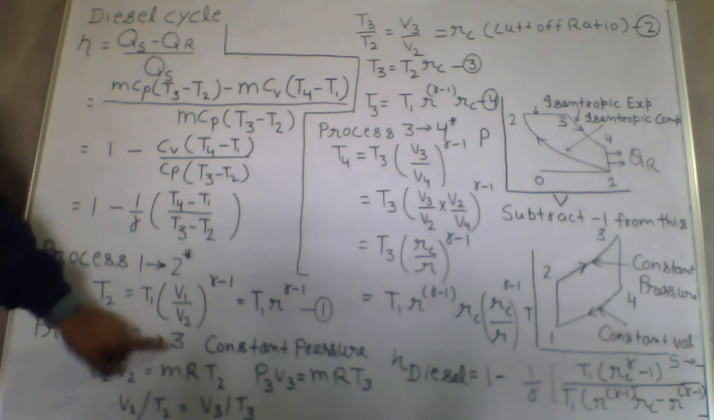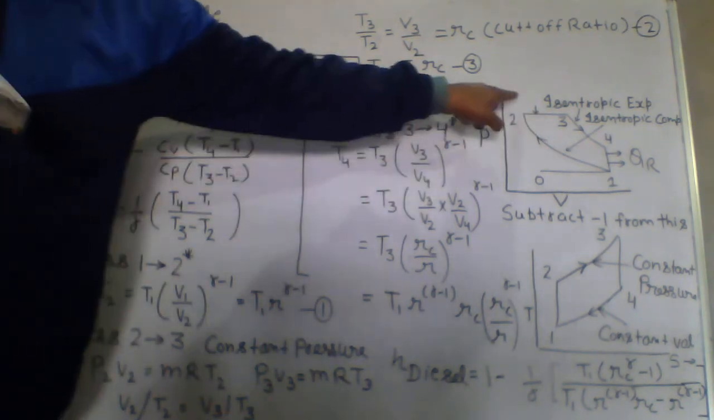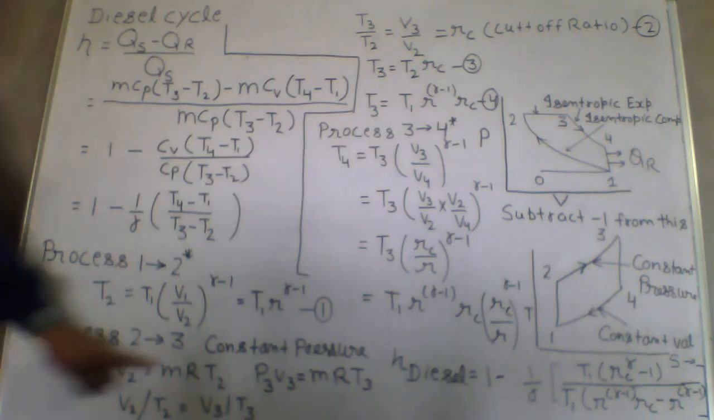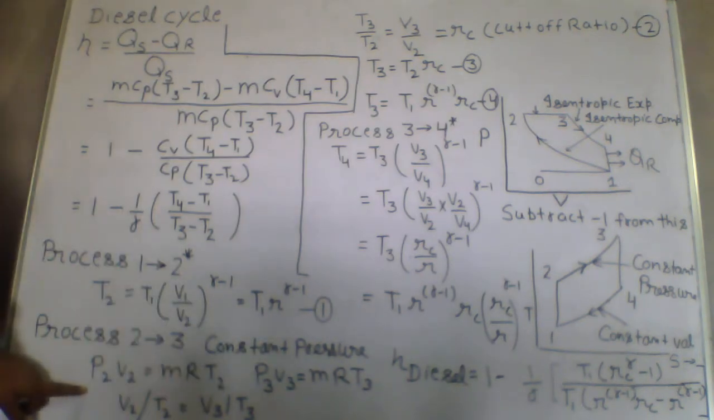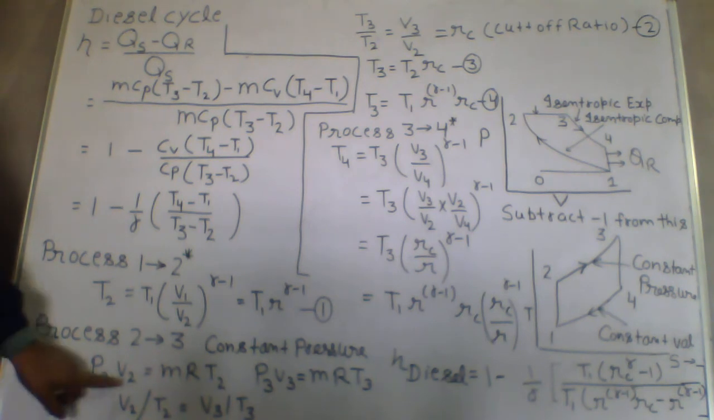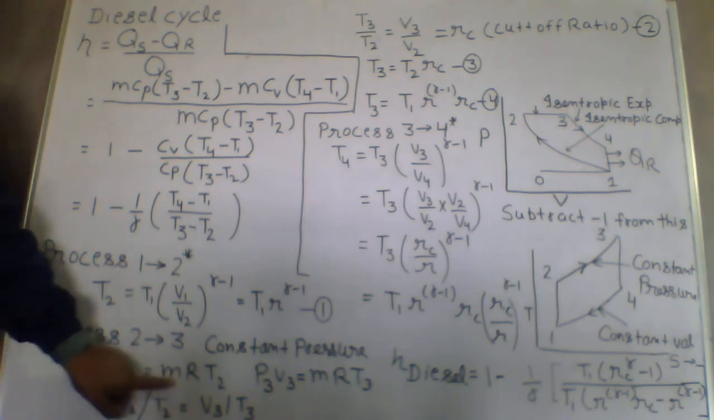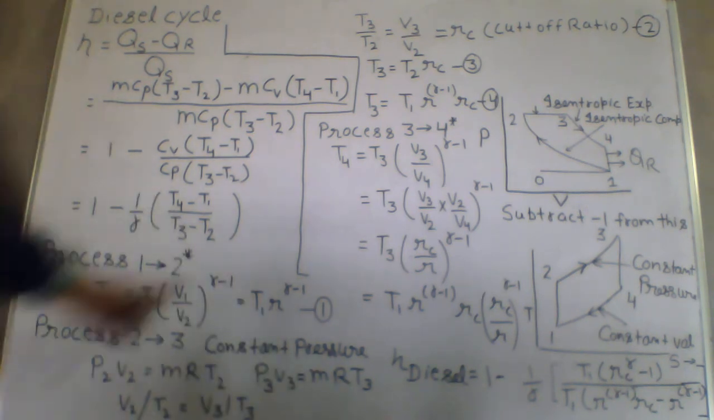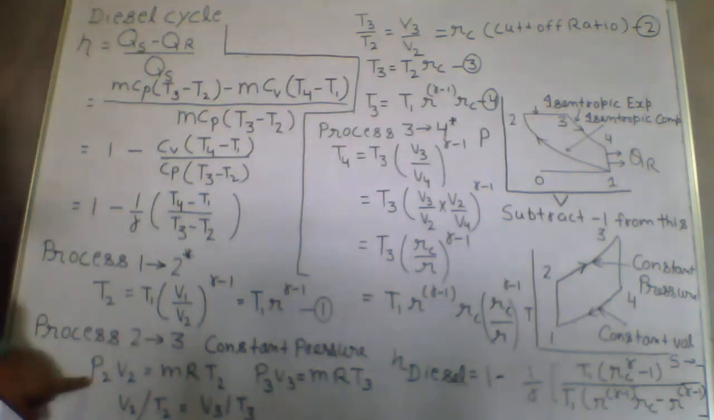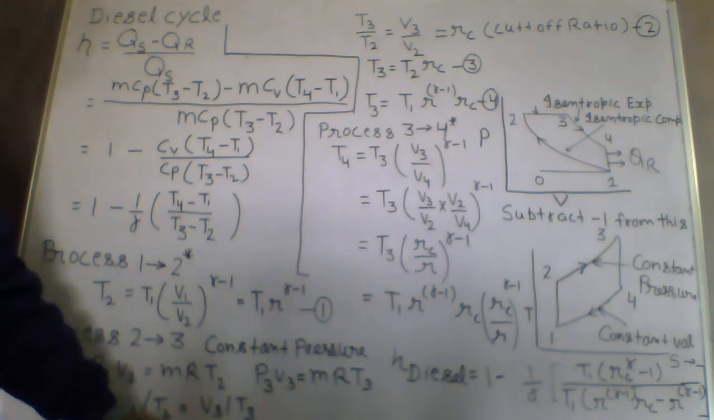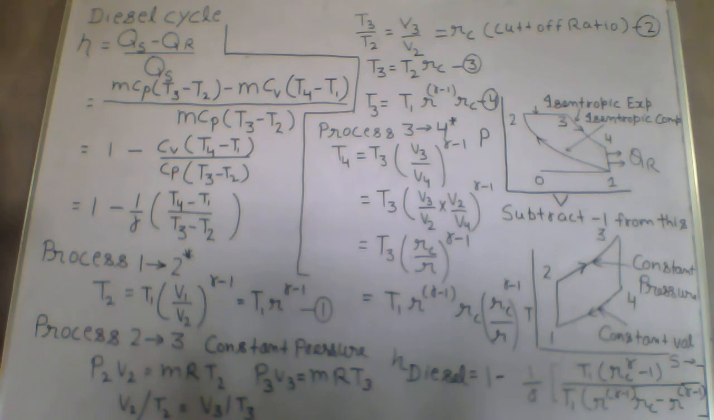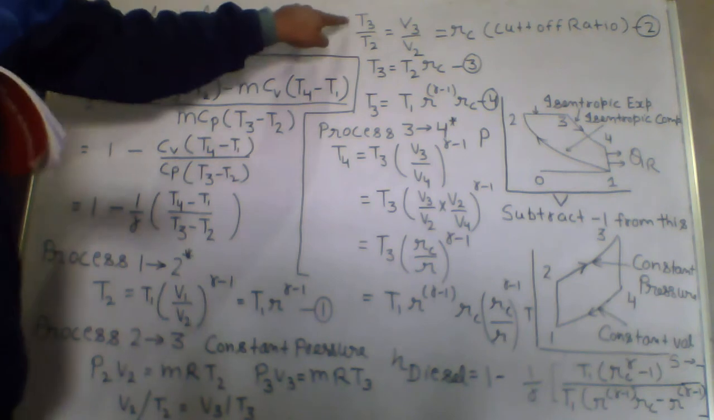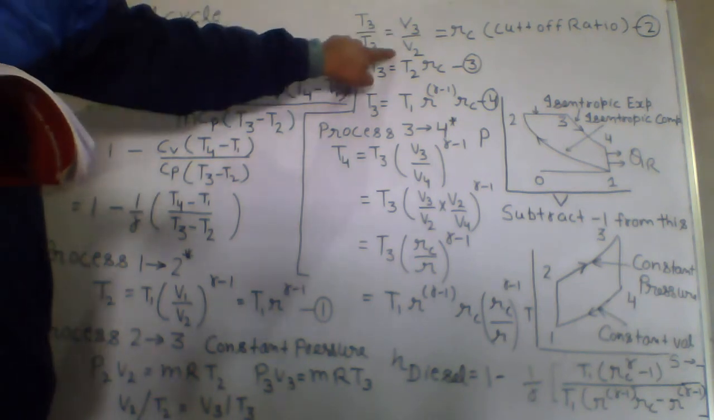Take the 2 to 3 process. It is a heat addition process, constant pressure heat addition. For constant pressure heat addition, you can take this equation: PV is equal to mRT2 and PV is equal to mRT3. As we know, from 2 to 3 pressure is the same, it means P2 and P3 are the same. So the equation becomes V2 by T2 is equal to V3 by T3. Next, T3 by T2 is equal to V3 by V2, which is equal to rc.